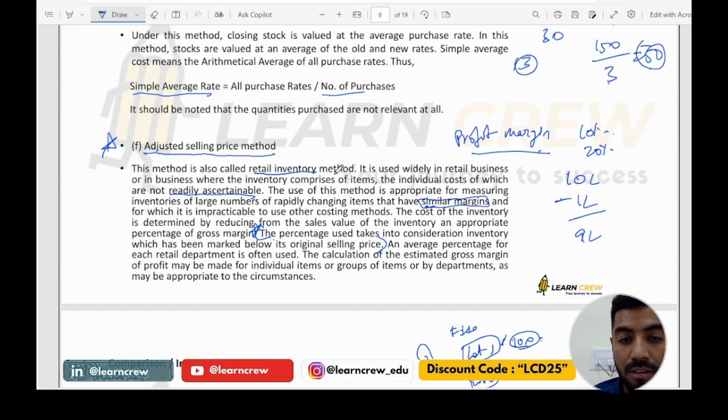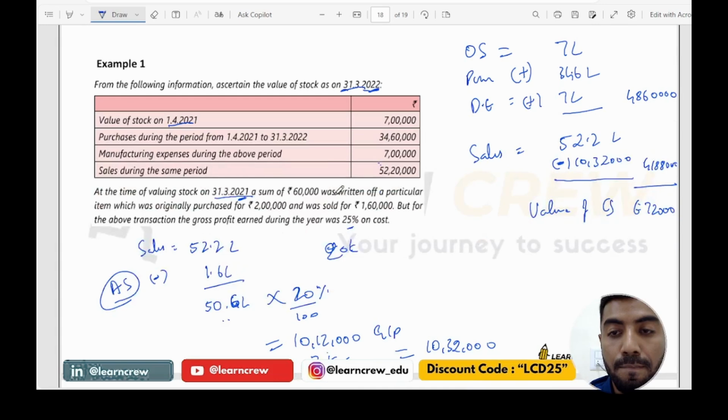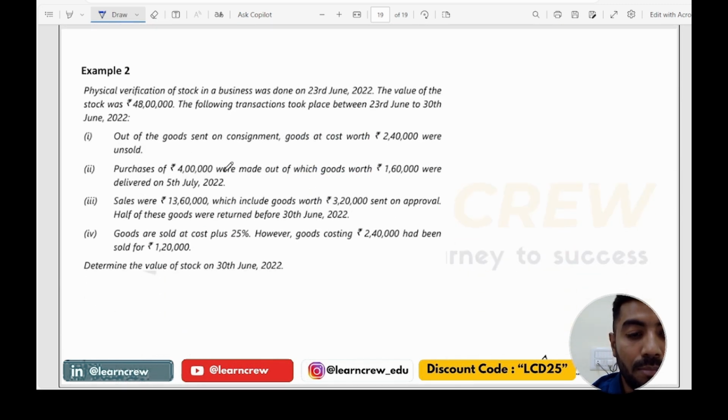See, the margin used takes into consideration inventory which has been marked below its original selling price, which is nothing but abnormal sales. We have to minus that. That we have taken into consideration. I hope this is clear. This is the main adjustment which you need to remember. You have to minus, then take the value, then also add the profit or loss, whatever is there, and then reduce it from the sales value. I hope this is clear. We'll move on to the next question.